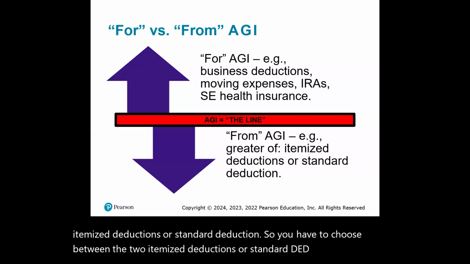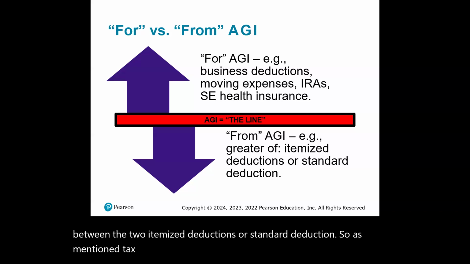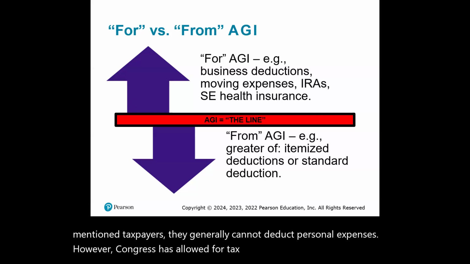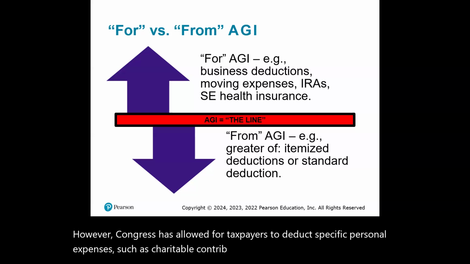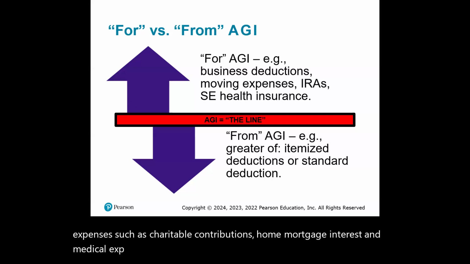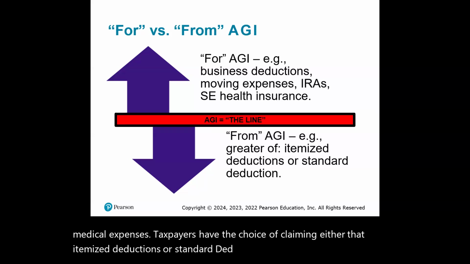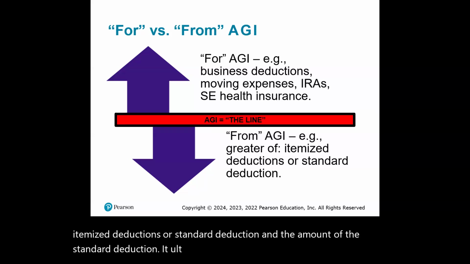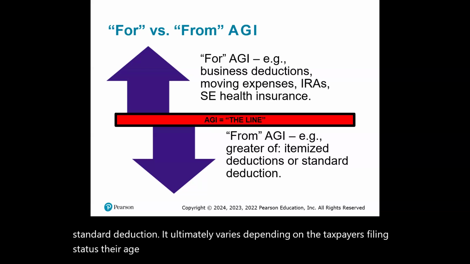So as mentioned, taxpayers generally cannot deduct personal expenses. However, Congress has allowed taxpayers to deduct specific personal expenses such as charitable contributions, home mortgage interest, and medical expenses. Taxpayers have the choice of claiming either the itemized deductions or standard deduction. And the amount of the standard deduction ultimately varies depending on the taxpayer's filing status, their age, and their vision. If they're blind or not, then there's an additional deduction that is allowed.